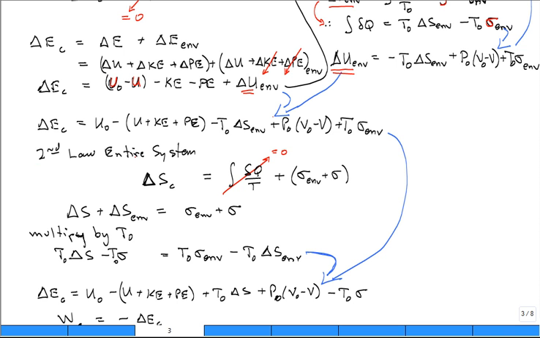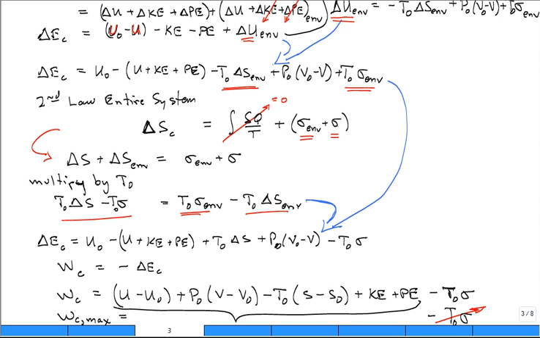We have the second law for the entire system. The entire system has no heat transfer with the surroundings of the entire system. But you have entropy generation both attributed to inside the environment as well as in the system. So we rearrange this. We multiply that equation by T naught. And what you do is you now have an expression for this term and this term. And so you can replace those with this. It's algebra.